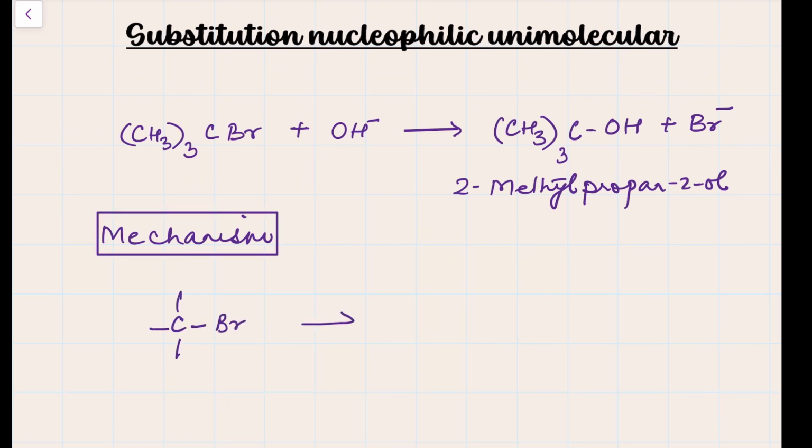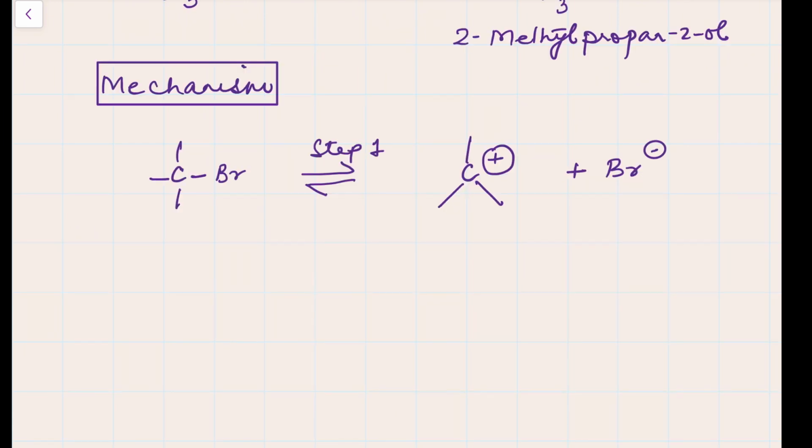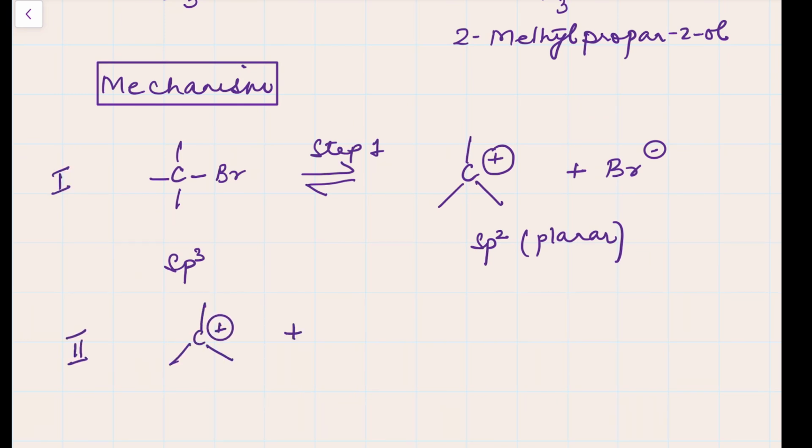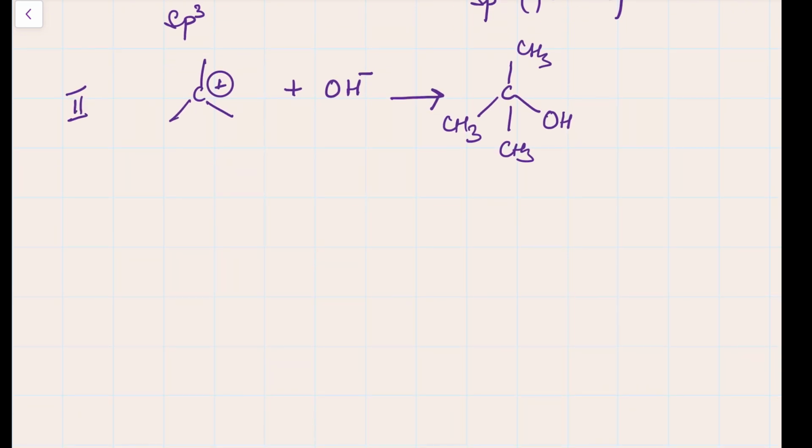Tert-butyl bromide in the first step gives tert-butyl carbocation and Br minus. In the second step, mind it, this carbocation is sp2 hybridized and planar. Here the carbon is sp3 hybridized and tetrahedral. Now in the second step, this carbocation reacts with OH minus, which is the nucleophile, to give you tert-butyl alcohol.